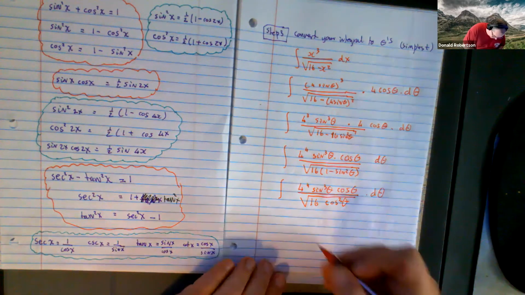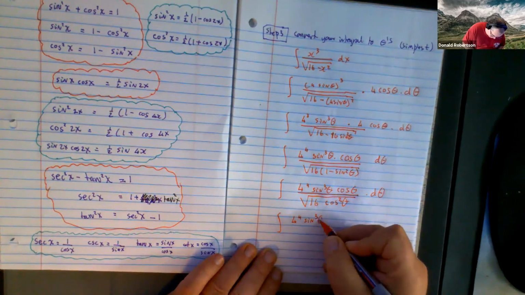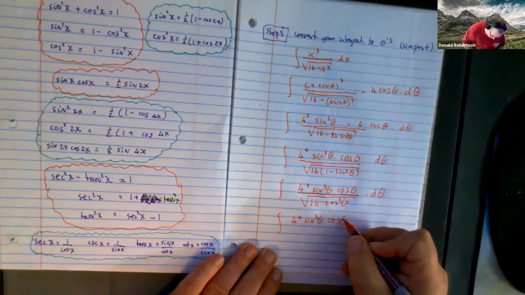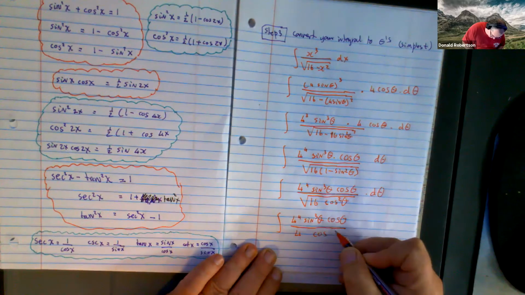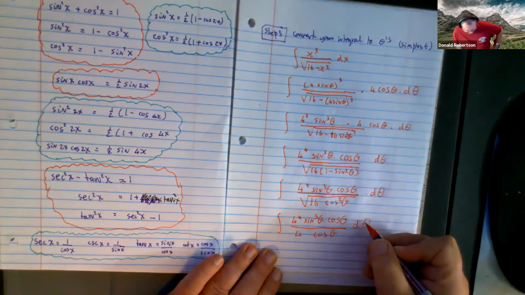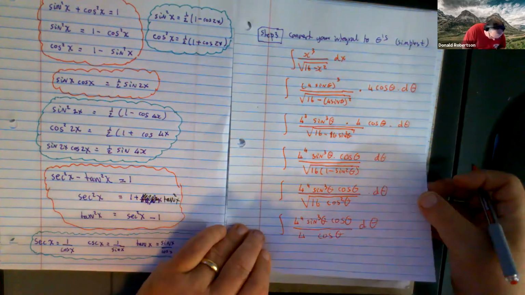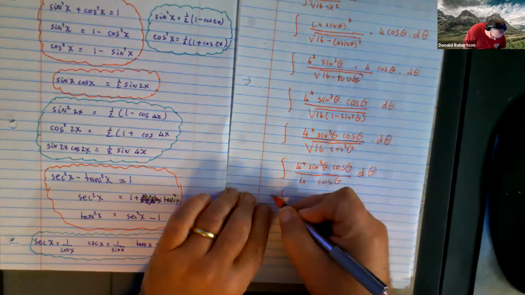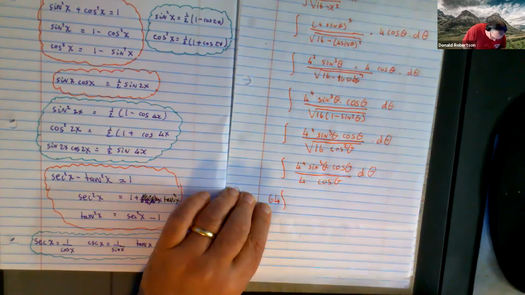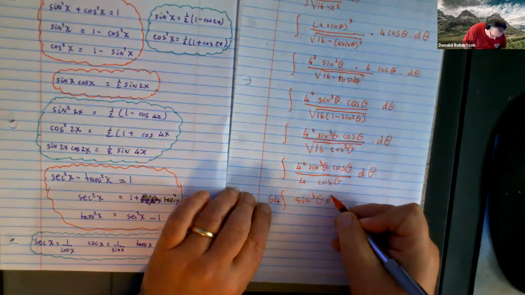So what do I have? I have 4 to the 4 sine cubed theta, cosine theta. And the square root of 16 is 4, and the square root of cos squared is just cosine theta. So far, so good? Now, there is a little bit of cancelling. Won't that cancel out with that and you get 4 cubed? And can I just tell you that 4 cubed is 64, and I'll stick it outside. And I now have sine cubed theta d theta.